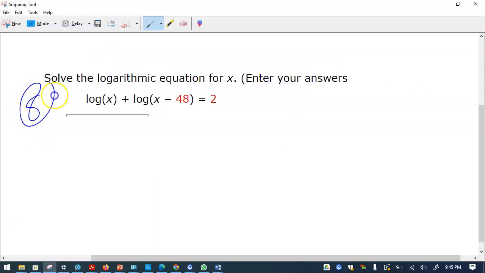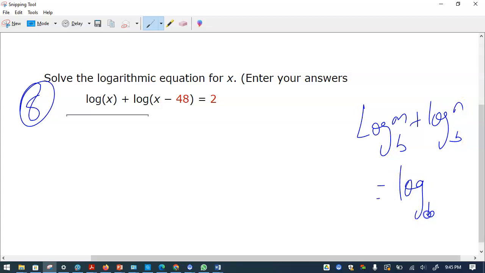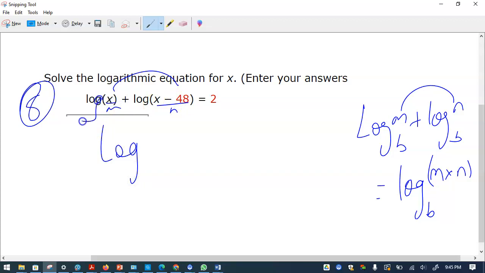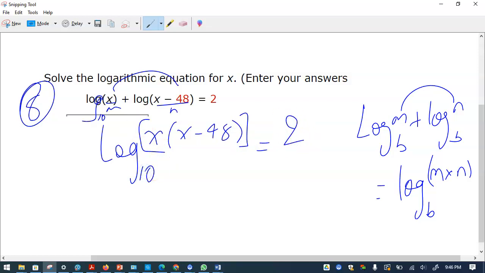Practice problem number 8 is logarithm of m plus log of n, whatever the base. We can always write log to the base and then just multiply the inputs, these two. So here, this is the m and this is the n. All you do is write logarithm only once and not show the base, but it is 10. So we can write here, multiply the x and x minus 48. And then this is equal to 2 on the right side. So the base is 10 here. That's what I'm trying to say.